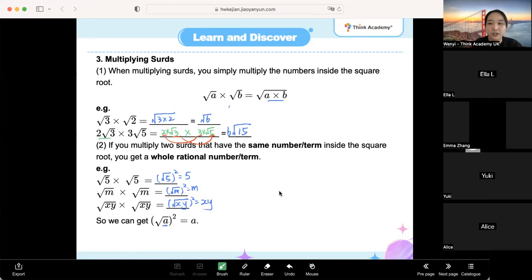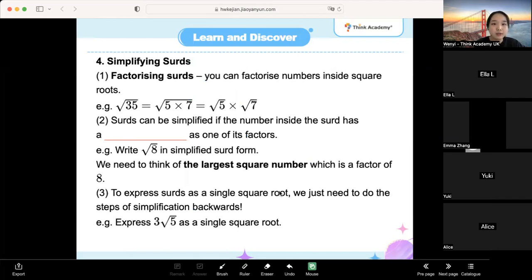Okay, then this is the multiplication of surds. Let's move on to simplify the surds. To know how to simplify surds, we first need to know how to factorize surds. For example, we have root 35, and this 35 has a factor pair, which is 5 times 7. To factorize it, we just need to split this bigger root sign into two smaller root signs, which is root 5 times root 7.